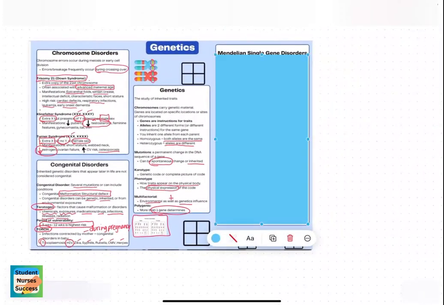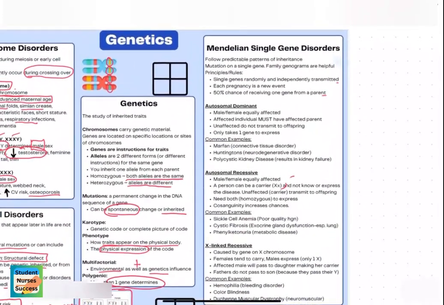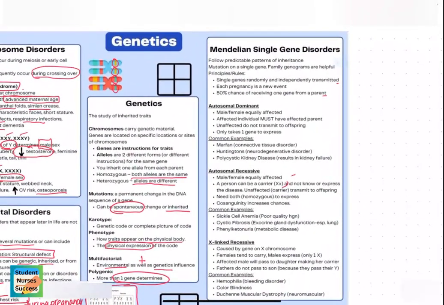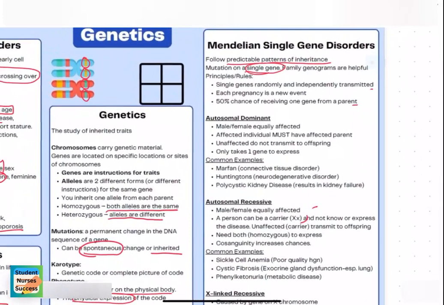Let's move on to Mendelian single gene disorders. Mendelian single gene disorders follow a very predictable pattern of inheritance. There's a mutation on a single gene, and we know family genograms are really helpful in identifying this. There are a few rules with Mendelian single gene disorders.